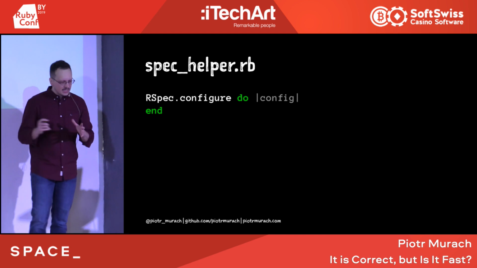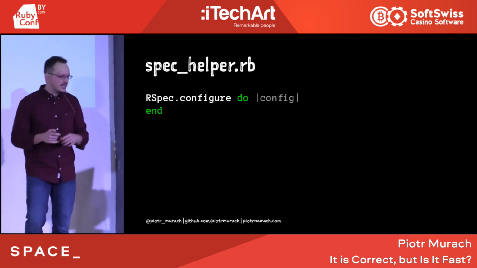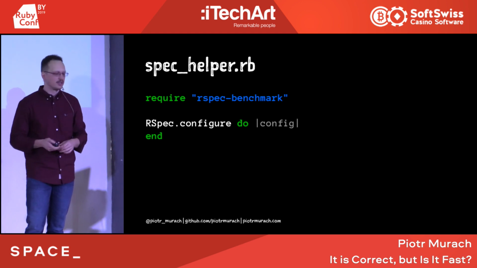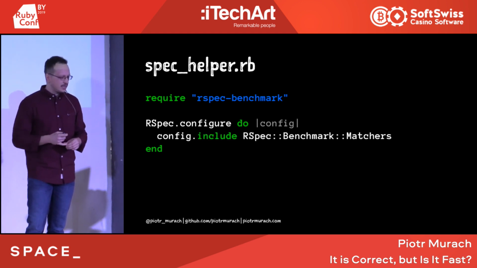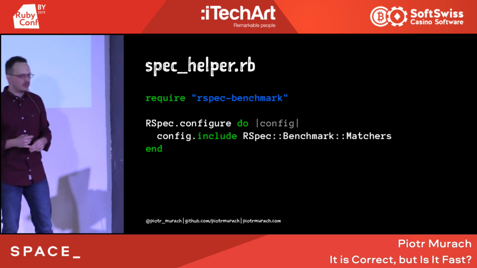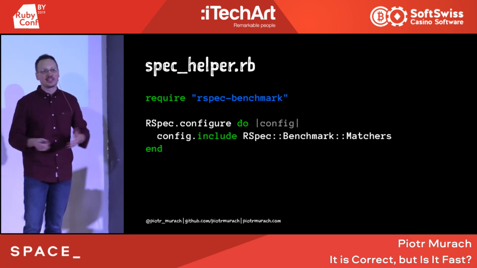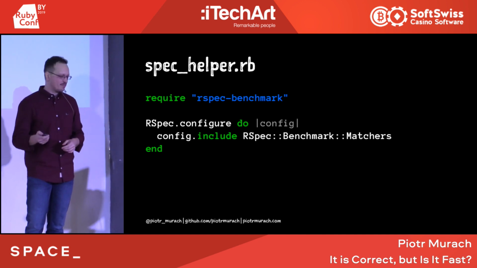So let's start with a vanilla spec helper. Require the library rspec-benchmark, and include RSpec::Benchmark::Matchers to make all the performance matchers available in your test suite. It's a module, so you can include it in any test method.